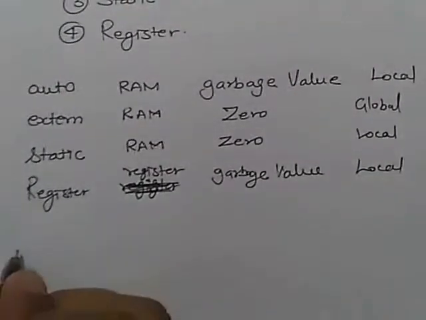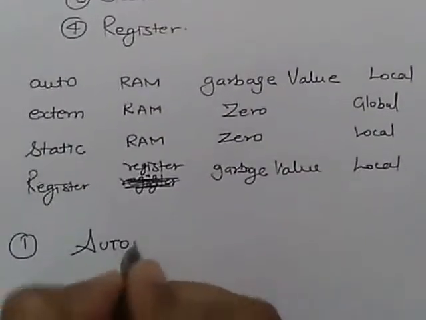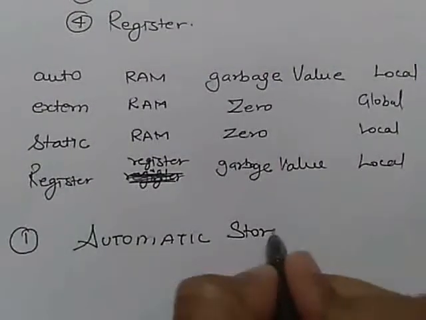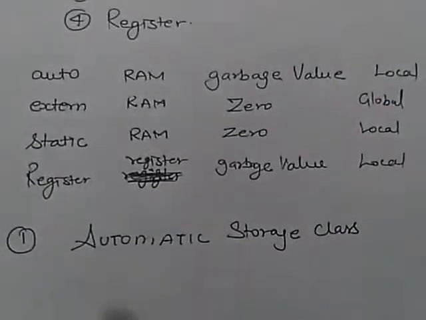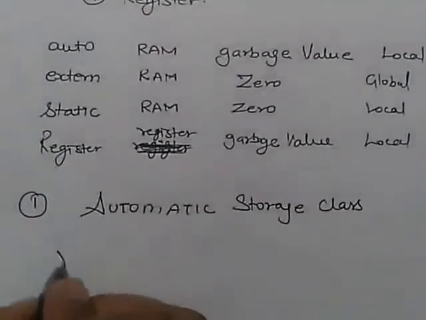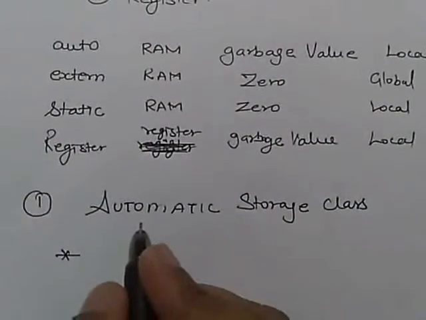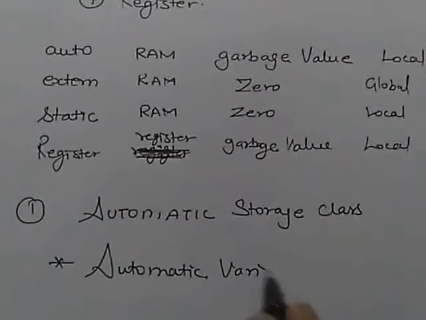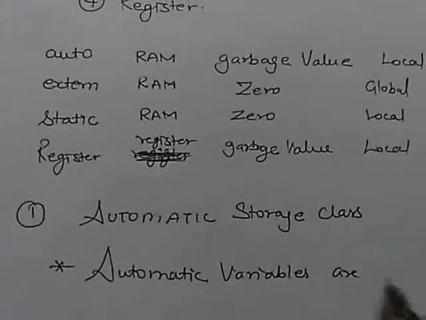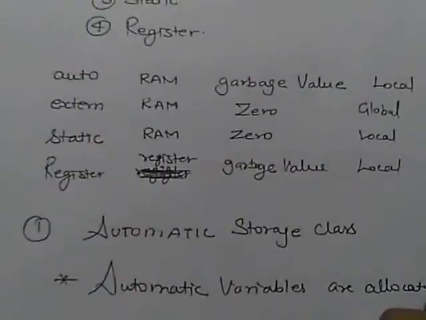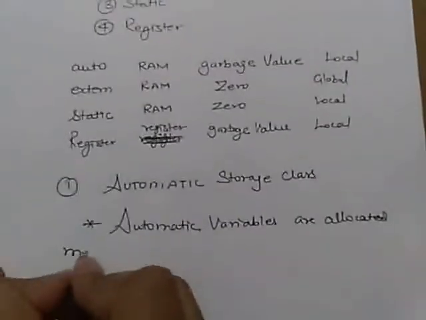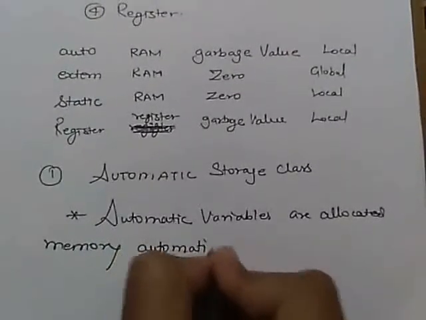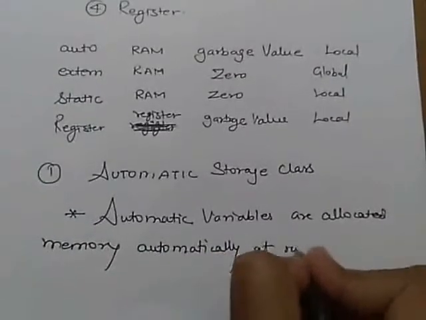Now we have automatic storage class. Now in this, automatic variables are allocated memory automatically at runtime.